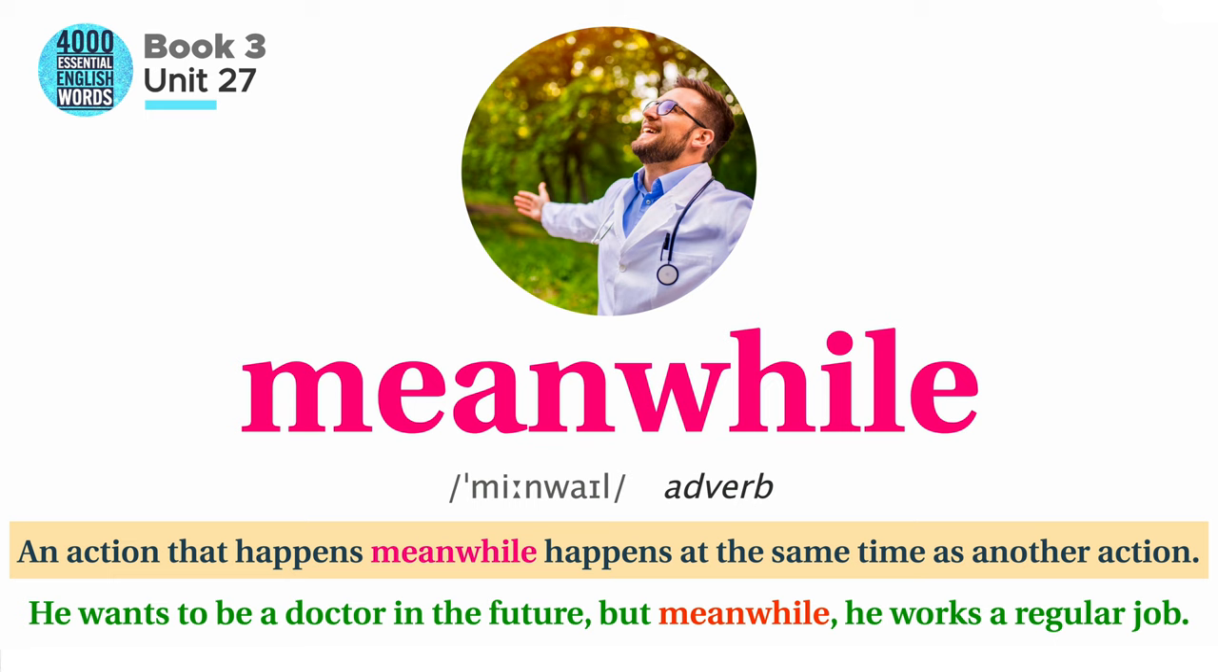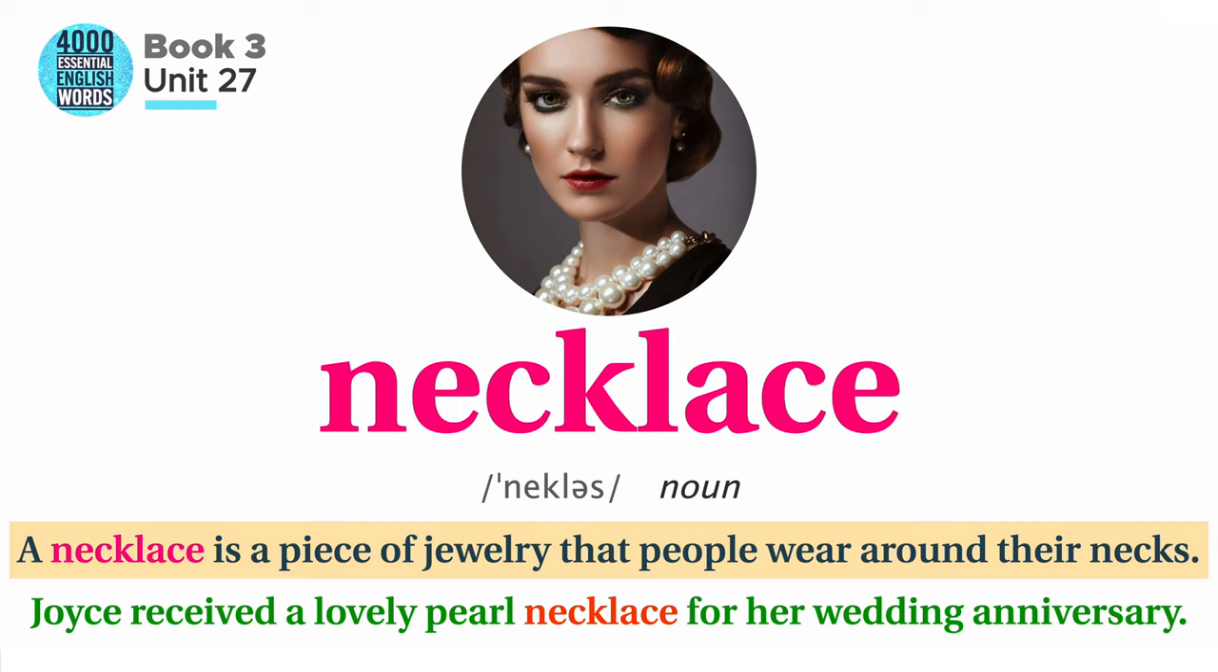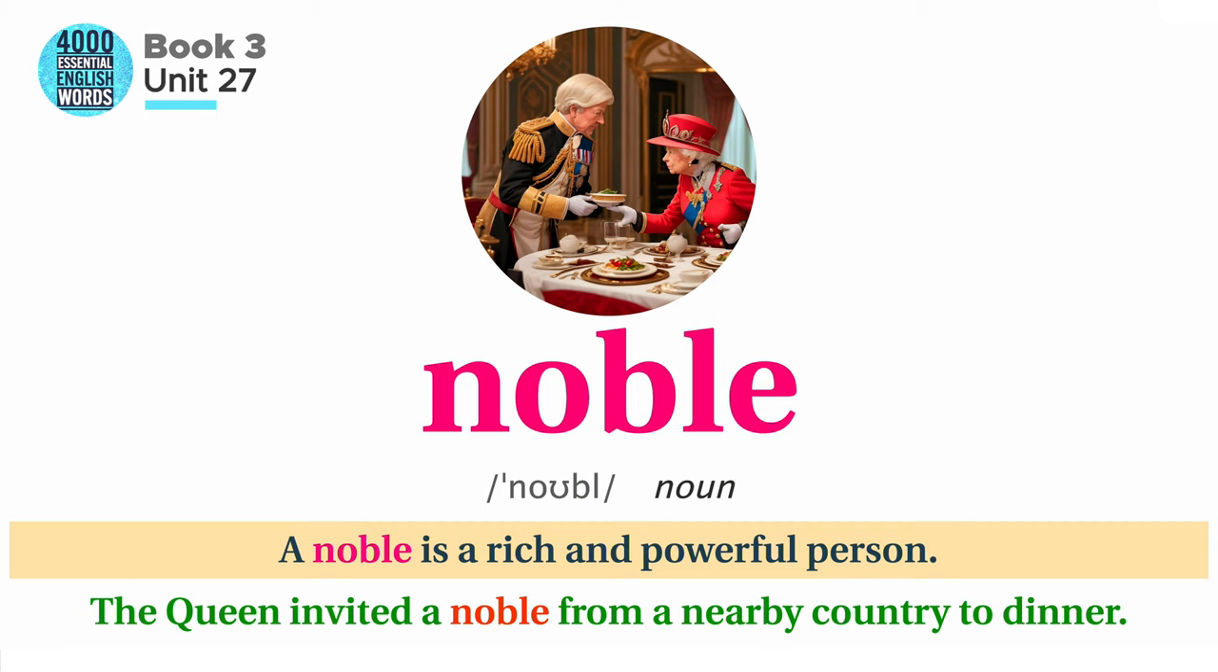Meanwhile. An action that happens meanwhile happens at the same time as another action. He wants to be a doctor in the future, but meanwhile, he works a regular job. Necklace. A necklace is a piece of jewelry that people wear around their necks. Joyce received a lovely pearl necklace for her wedding anniversary. Noble. A noble is a rich and powerful person. The queen invited a noble from a nearby country to dinner.